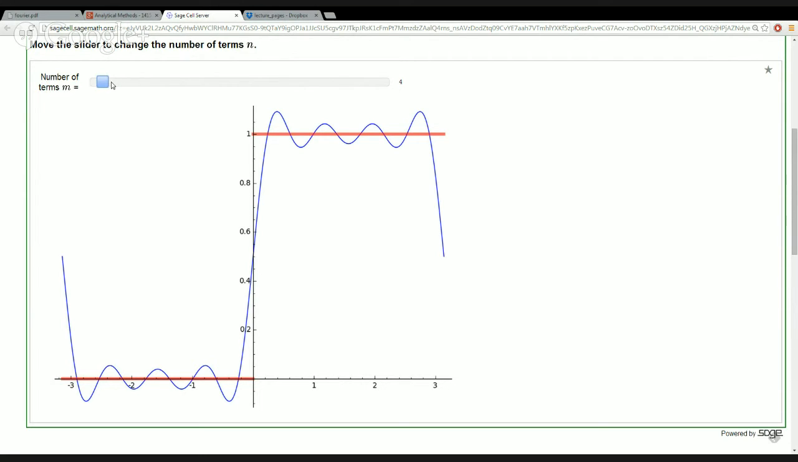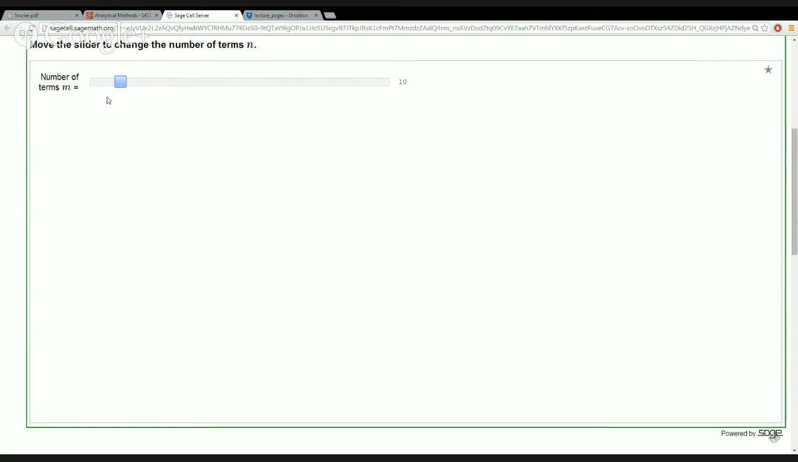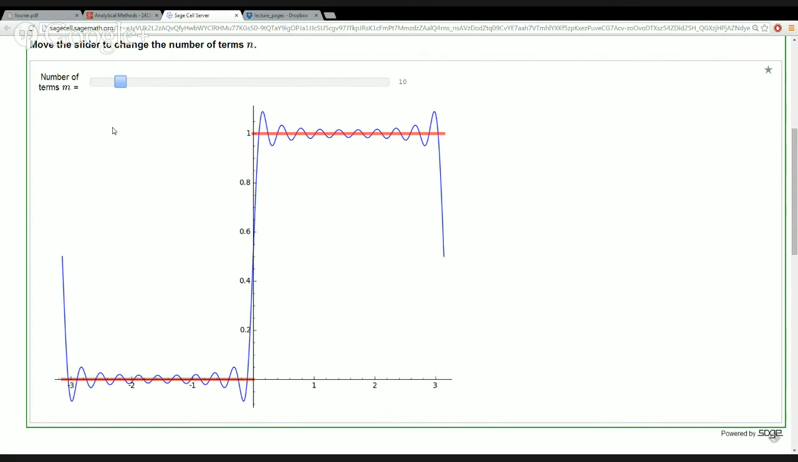But as you increase the number of terms, let's go up to 10 terms here, you start to notice something. For most values, the convergence has become quite good, or quite close there. For most values of x in the domain, the Fourier series is doing a fairly good job. It's just oscillating tightly around the red function.